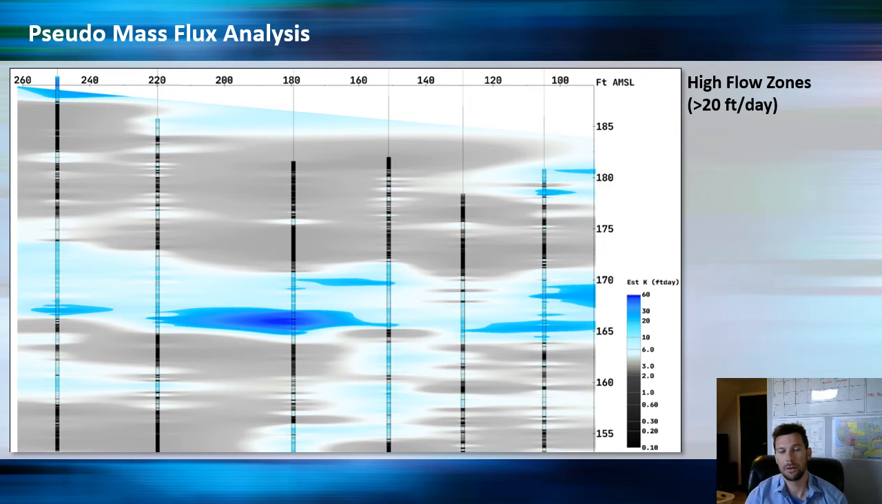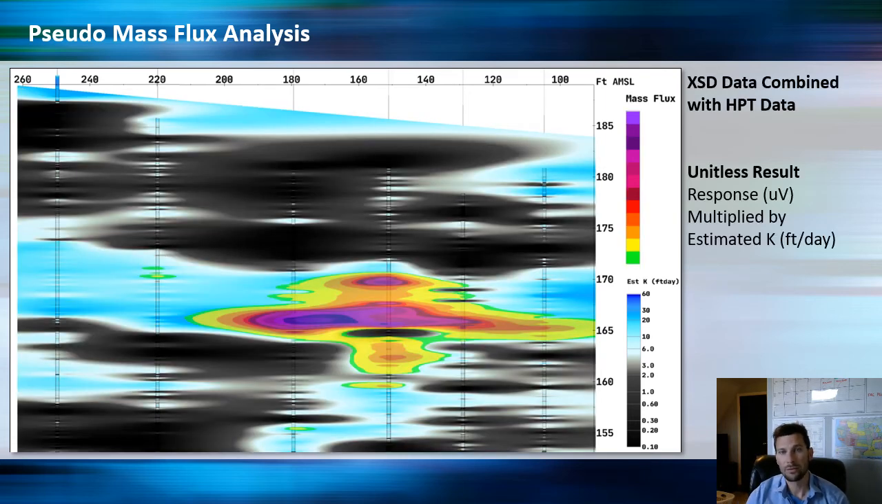What I've shown here in dark blue are those zones that are above 20 feet per day. And those are where the groundwater is flowing faster, most likely. And if there's contamination in there, there's more mass moving through there. What we could do is take this estimated K data and multiply it by the XSD data and get the pseudo mass flux analysis, which is shown here. Essentially, it's a unitless result because we're multiplying response in microvolts times an estimated K in feet per day. We don't really get a unit.